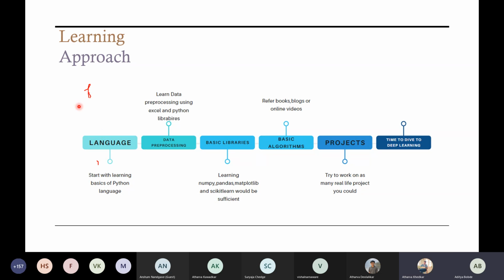So you have to learn a language, Python or R. You have to learn some basic libraries such as NumPy, which is used for mathematical computation, Pandas, Matplotlib, and scikit-learn.